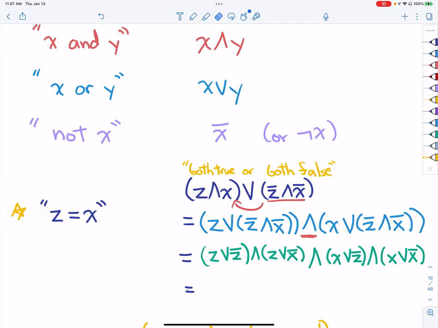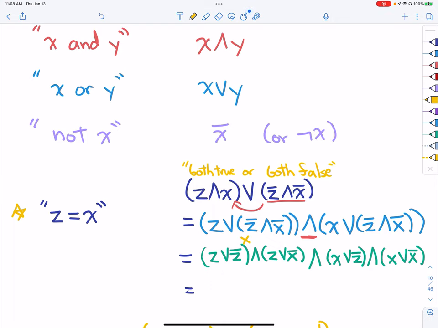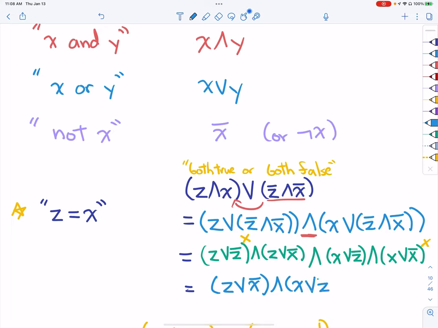Yeah, second seat. Yeah, we have some freebies. Z or not Z, that's always true. X or not X, that's always true. So we're left with this sort of symmetric looking thing. I guess it should be symmetric because Z equals X is a symmetric statement. I don't know if I could have guessed this if you told me to implement X equals Z in CNF and I tried to do it directly. But I guess we did it the lazy way and it was okay.